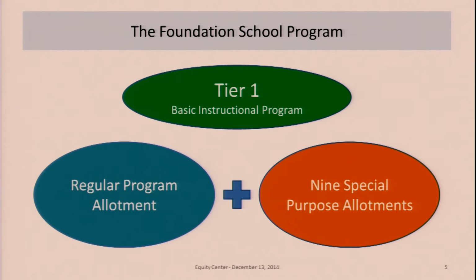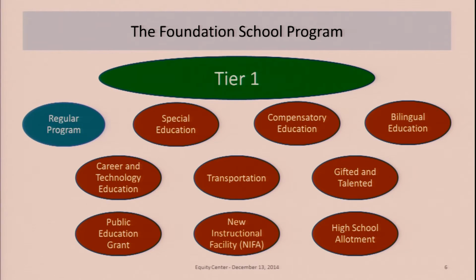And when I say transportation, I'm talking about extracurricular transportation, not the transportation which you use to bring kids to school every day. And then on top of that, there are 9 special purpose allotments. There are extra costs associated with carrying out these things that are covered under these allotments. And those 9 things are listed on your screen there. So you have your regular program, and then you have those 9 special categories, categorical aid, that provides funding for those areas.